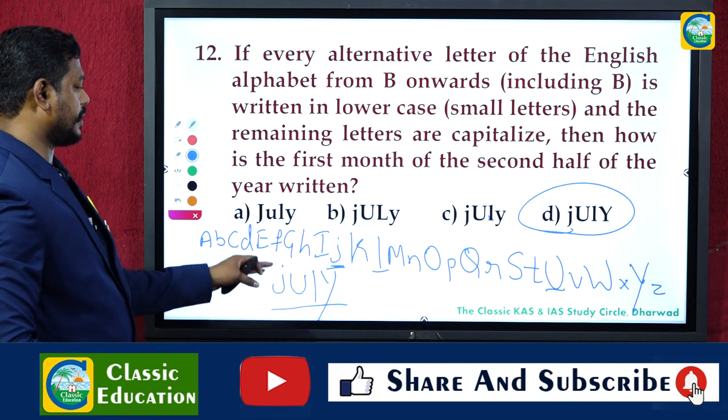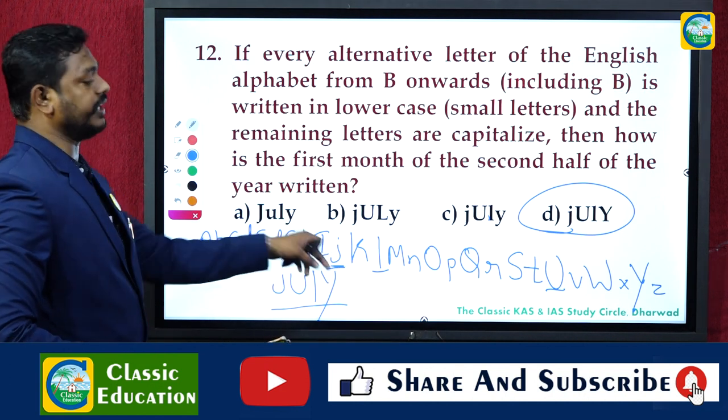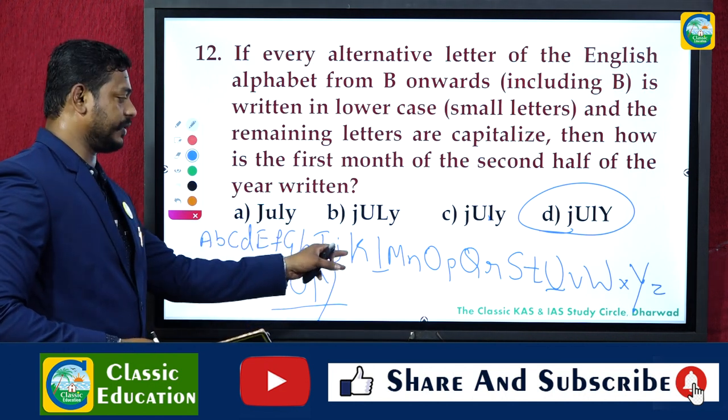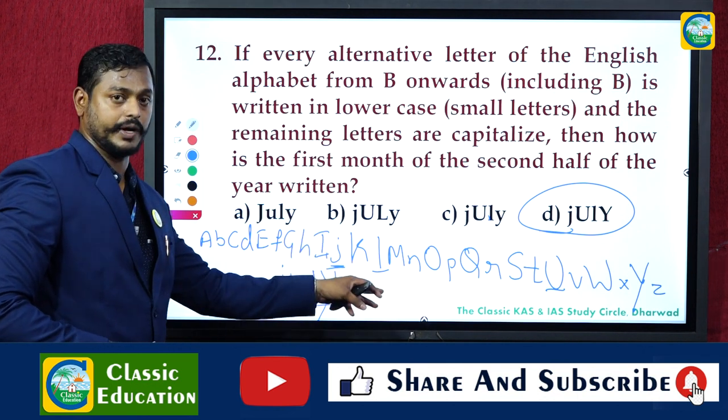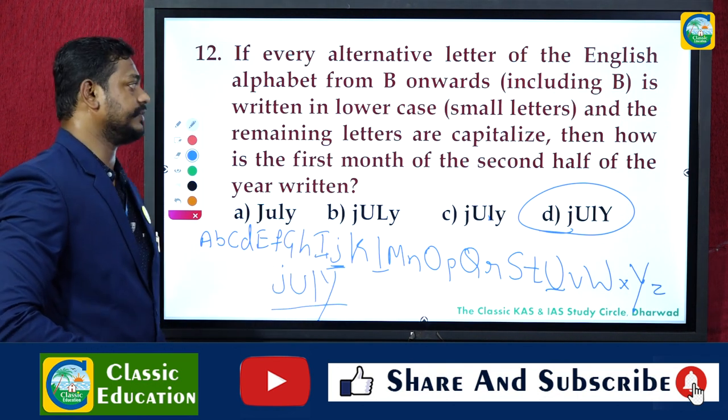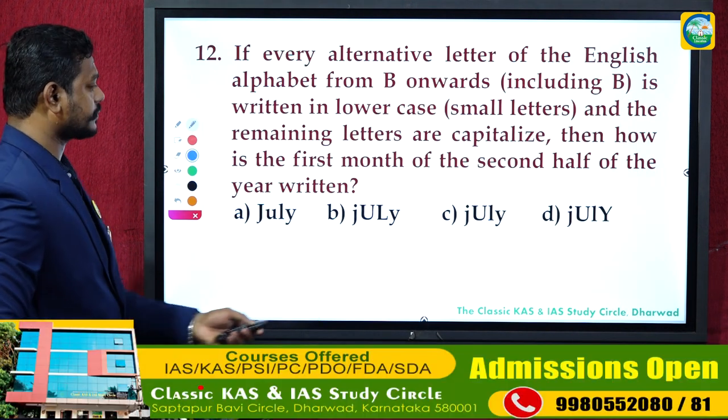Right, friends? So this is the type we have to solve in the examination. They have not given this in your exam sheet, in your question paper. We have to note it down and find it out. Right, friends? Let me go for the next question now.